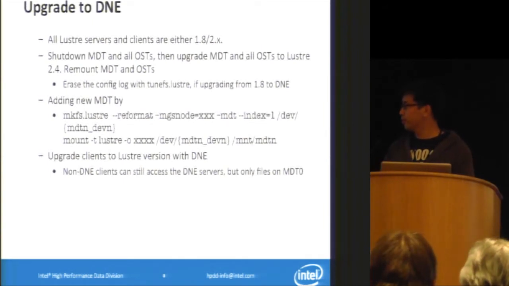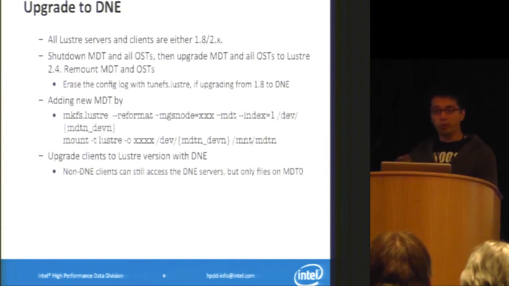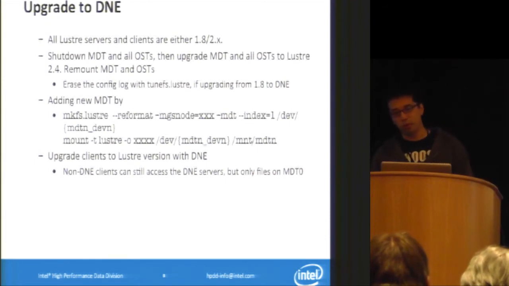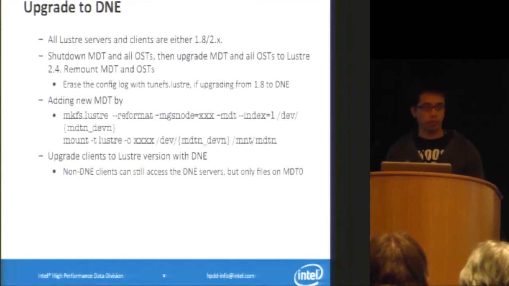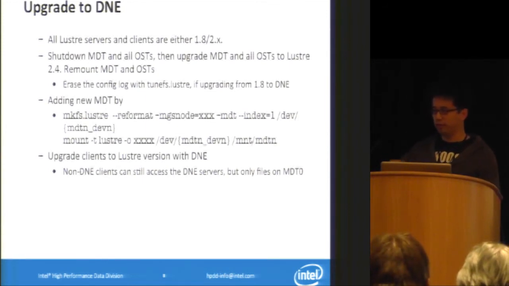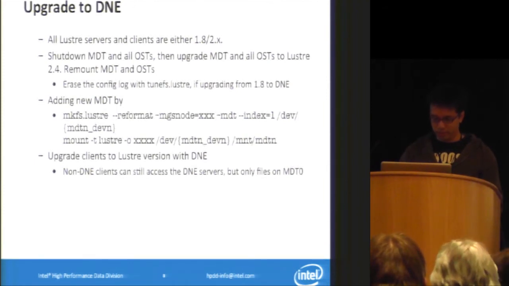Then you can upgrade your clients to DNE right now, but the old clients, I mean the pre-2.4 clients, can still access the new server, but only access files and directories on MDT 0. If you try to access other files, you will get EIO as well.